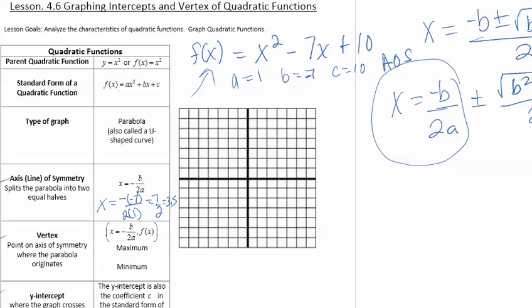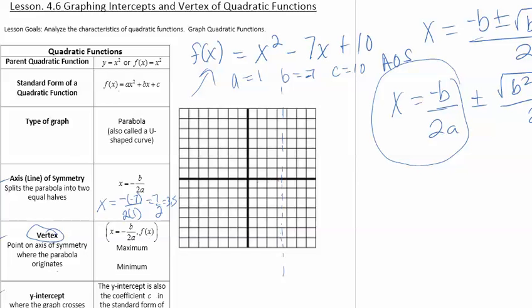So in this case, 3.5: let's go 1, 2, 3, and 0.5 would be right smack in the middle. We know that our vertex is on this line, but we don't exactly know where it is. We might have one x-intercept on each side, or one right on the axis of symmetry, or no x-intercepts, but we have to find that out. First, let's find the vertex, and then we can see from there whether or not we have x-intercepts.